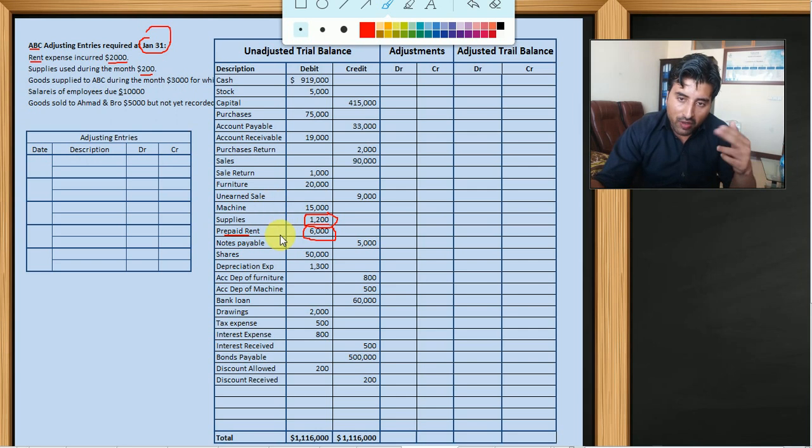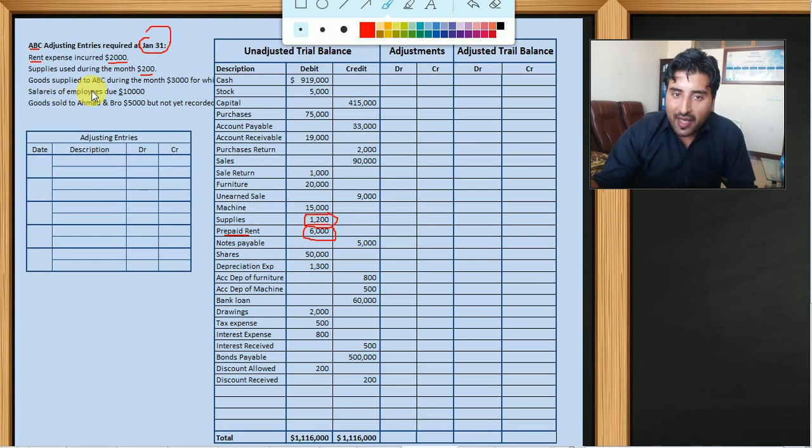So when we adjust this account, we need another account of expense. Why? Because we convert this asset account to expense account. But do we have any expense account related to supplies here? No, we are not having it. So we will add it at the end of the trial balance.